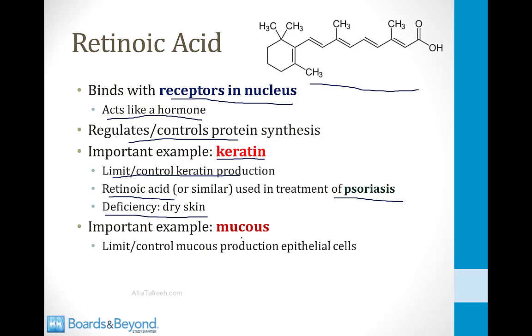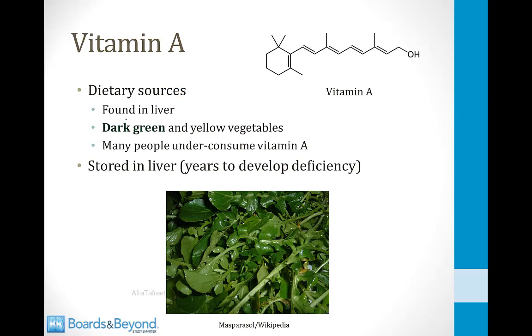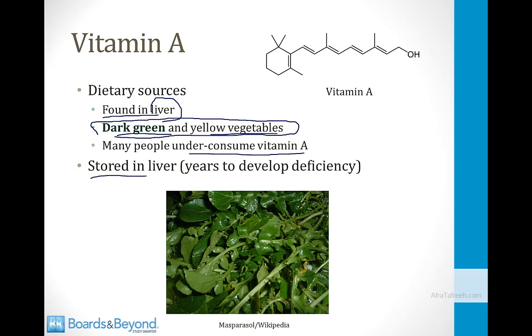And then another important example to know about has to do with mucus production. Retinoic acid can limit or control mucus production in many different types of epithelial cells in the body. Vitamin A is found in liver. It's also found in dark green and yellow vegetables. Unfortunately, very few people eat liver, and a lot of people underconsume dark green and yellow vegetables. So there are probably many people who don't get enough vitamin A in their diet. It's stored in the liver, however, and it takes years to develop deficiency, and deficiency is relatively uncommon.